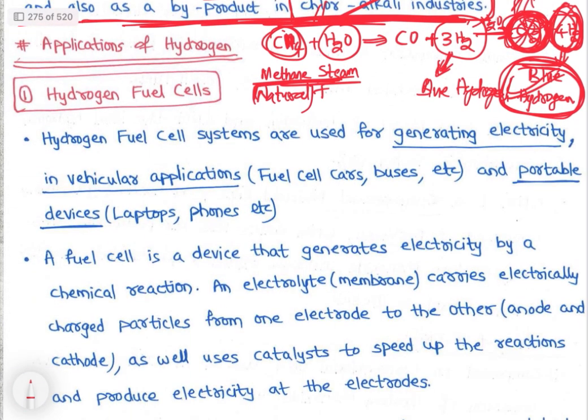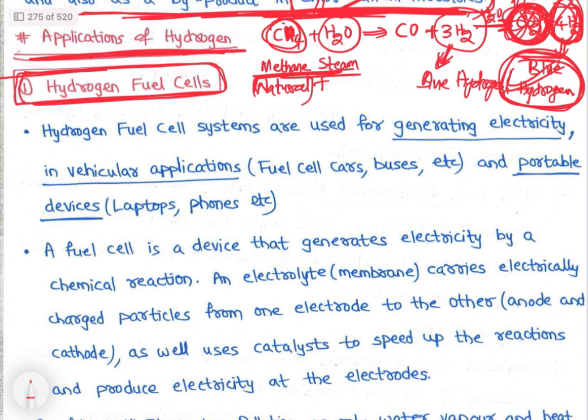Now the applications of hydrogen. We can use hydrogen as a fuel, we can use hydrogen to make chemicals, which we will be studying, and we can also use it as hydrogen enriched CNG. So let's study the applications of hydrogen, first is hydrogen fuel cells.